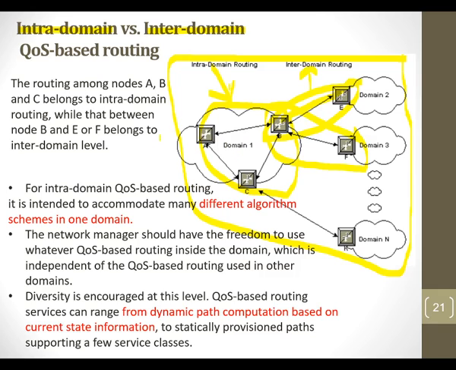Intra-domain quality of service-based routing is intended to accommodate many different algorithm schemes in one domain. The network manager should have the freedom to use whatever quality of service-based routing inside the domain, independent of the quality of service-based routing used in other domains. Here, diversity is encouraged at this level. Quality of service-based routing service can range from dynamic path computation based on the current state information to statically provisioned paths supporting a few service classes.